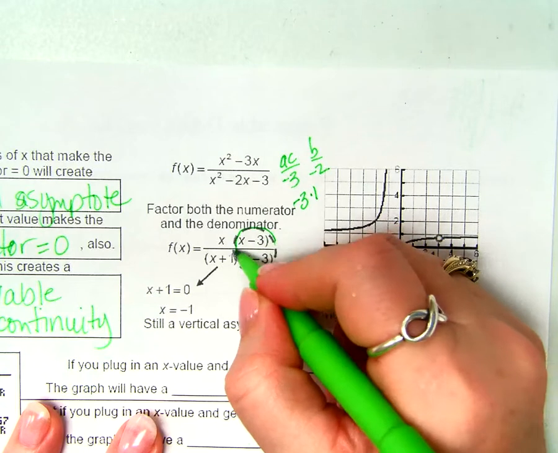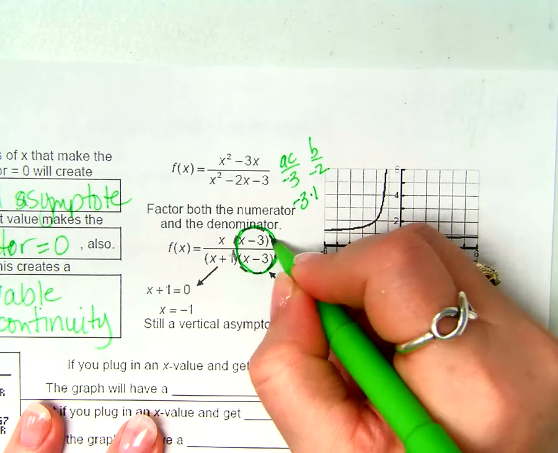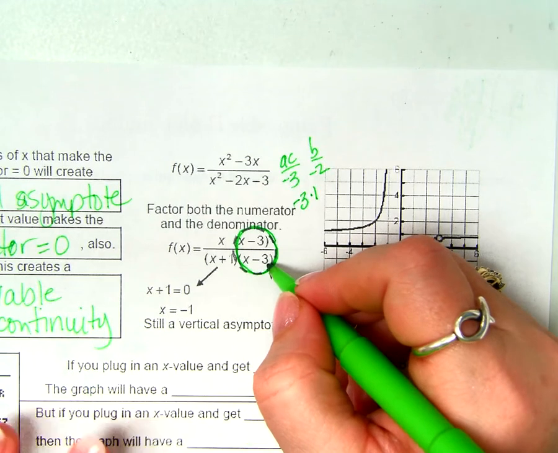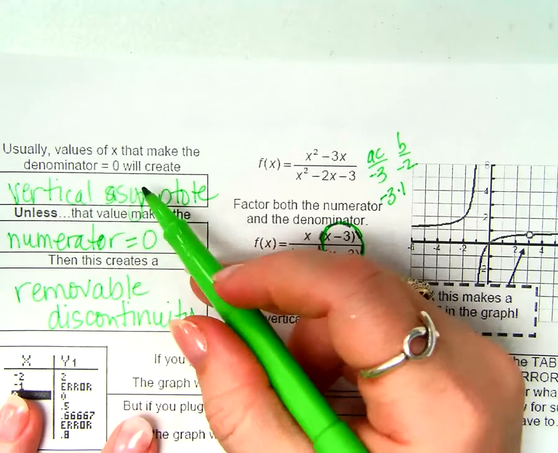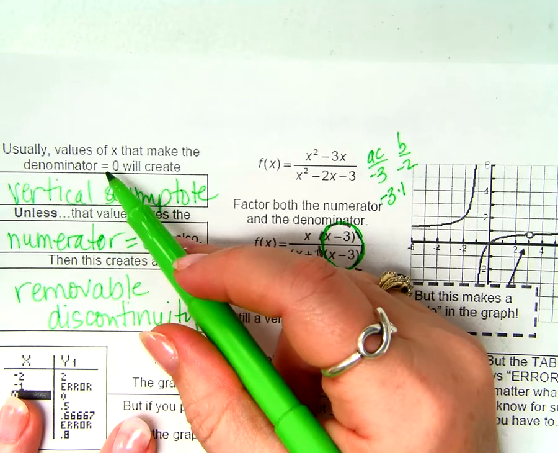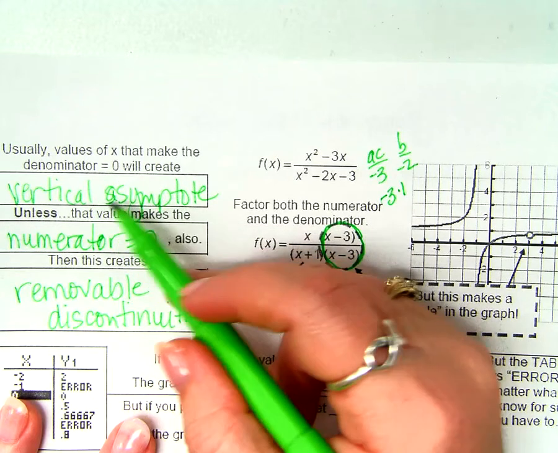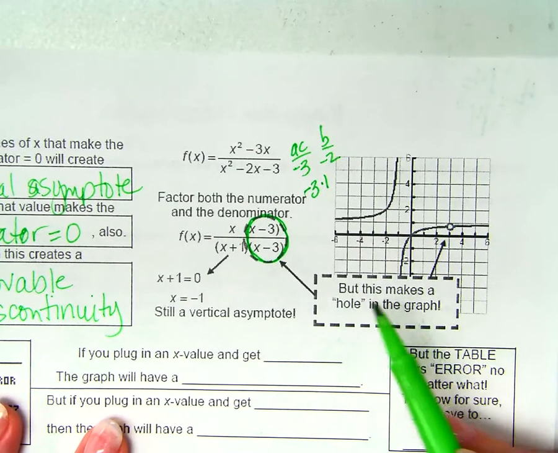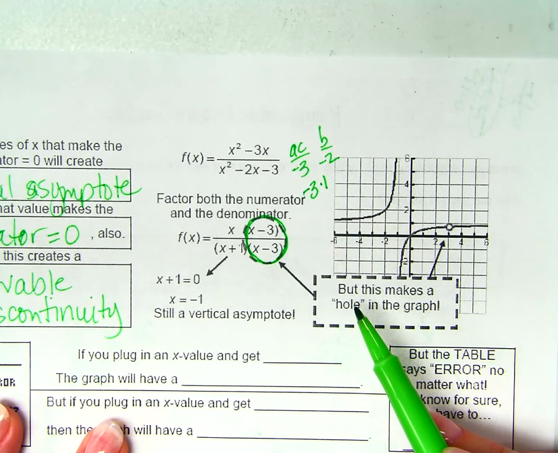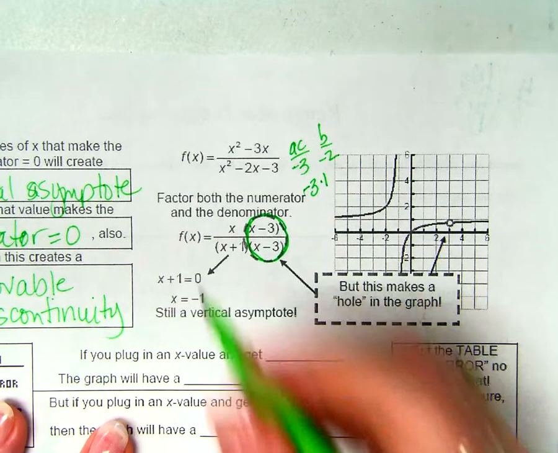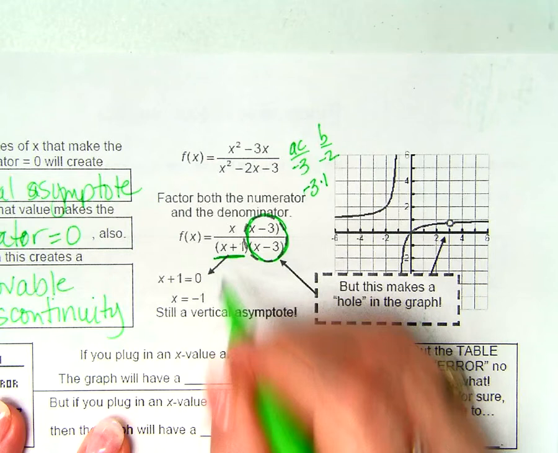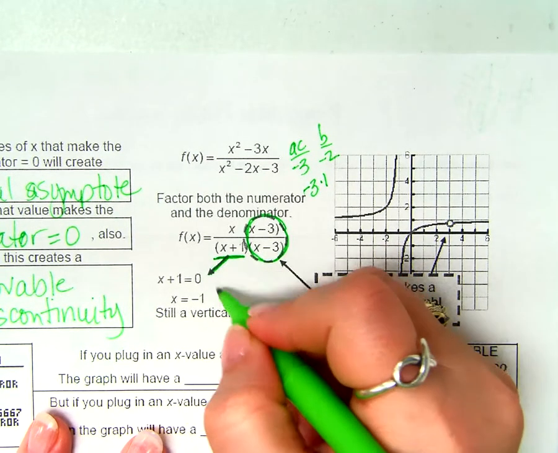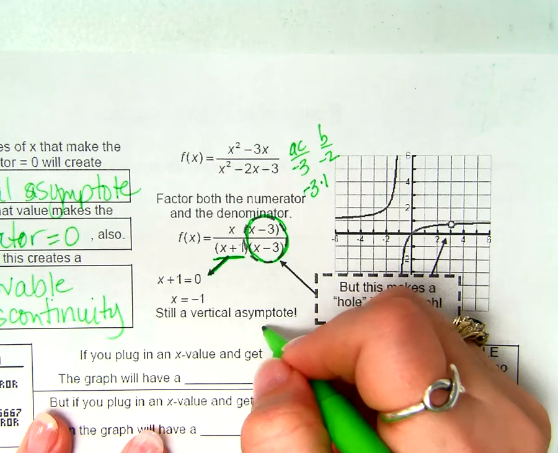Notice what happens right here. I have an x minus 3 in the numerator and an x minus 3 in the denominator. When that value would make the numerator equal to 0 and the denominator equal to 0, it's not a vertical asymptote anymore. It is a removable discontinuity, or a hole. But what happens to this other factor in the denominator? Guys, we still set it equal to 0, and that still gives us our vertical asymptote.